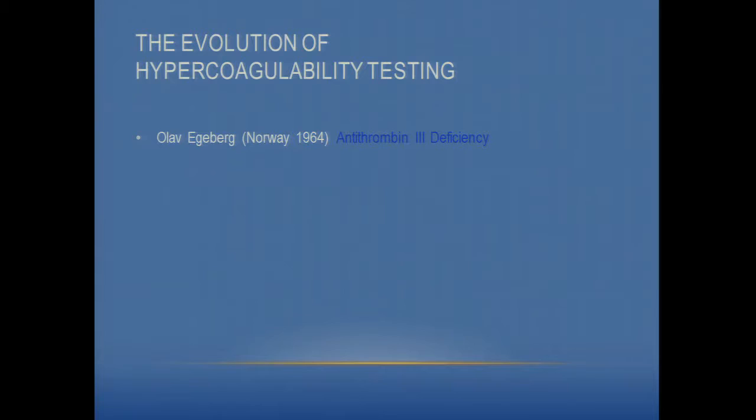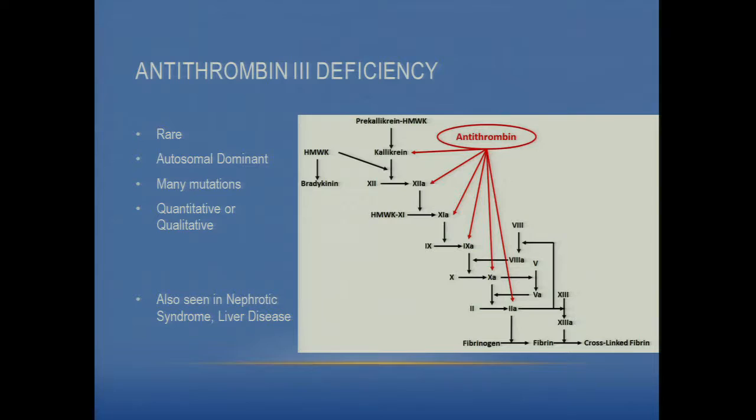Now, antithrombin 3, I put the graphic up here to remind you that it's a potent anticoagulant that acts at almost every level of the coagulation cascade. So you can see how a mutation in this protein, which makes it decreased in quantity or makes it dysfunctional, could easily lead you to be more prone to thrombosis. It's a rare trait, not found frequently in the population. It's autosomal dominant, so one mutation can cause problems. And in addition to being an inherited hypercoagulable state, it's also seen in nephrotic syndrome because patients lose AT3 in the urine. And it's seen in liver disease because the liver is where AT3 is primarily made.